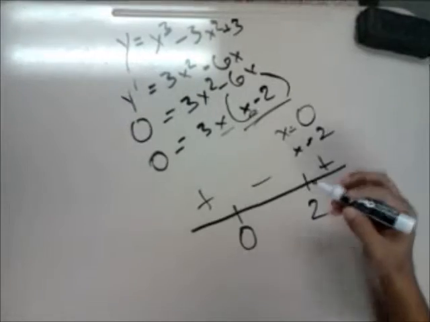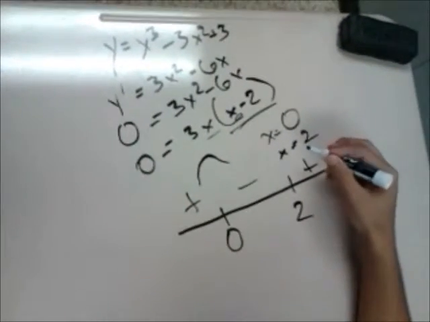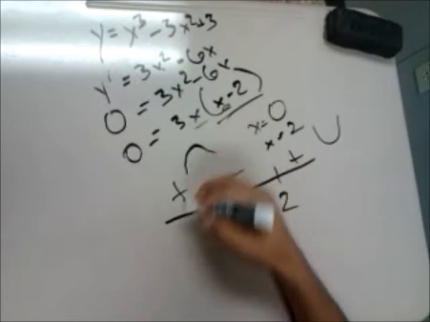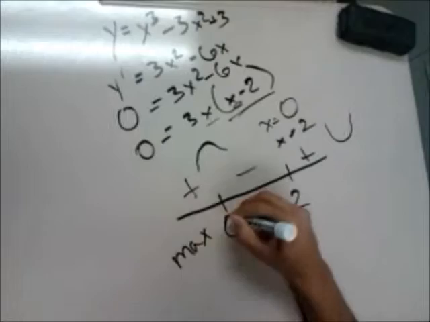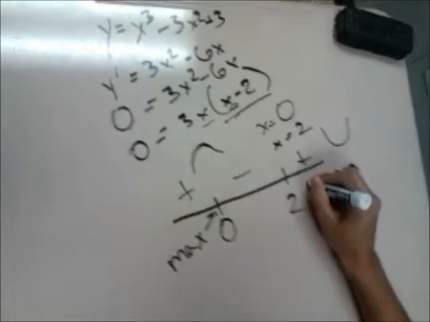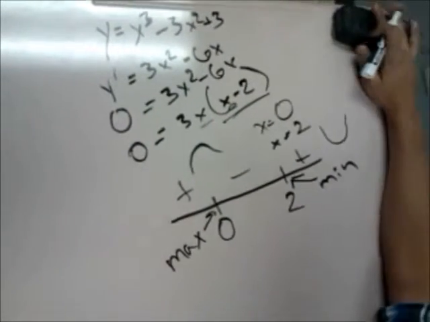Okay, so now we see that it's going up and then down. And right here, it's going down and then up. So this right here would be a maximum, and this one over here would be a min. And that's really all there is to it. It's really simple. Alright.